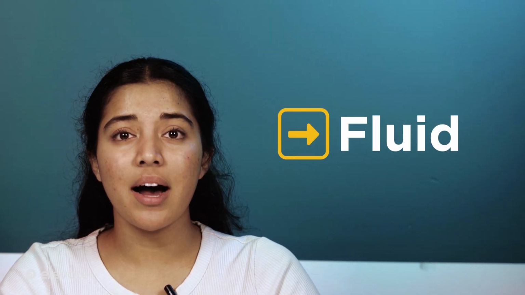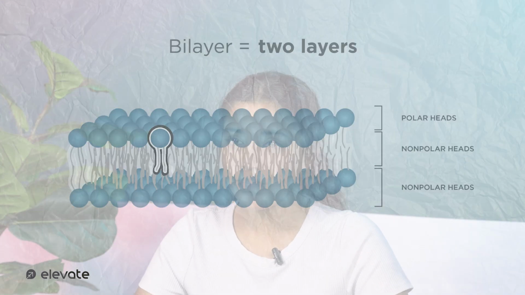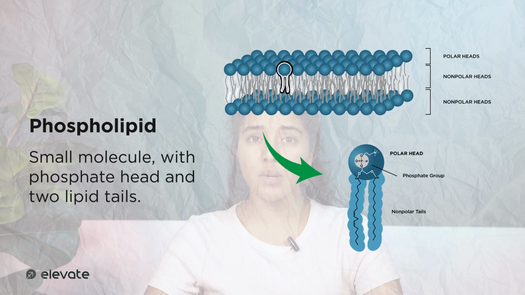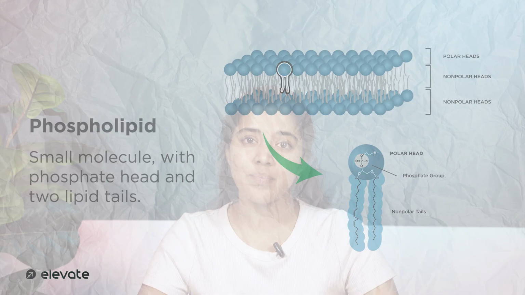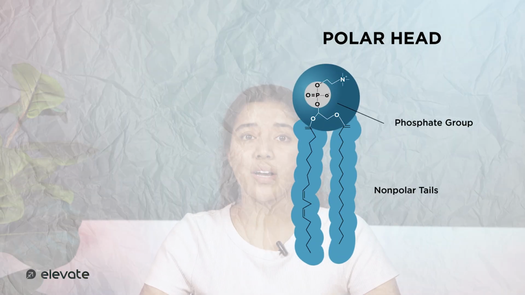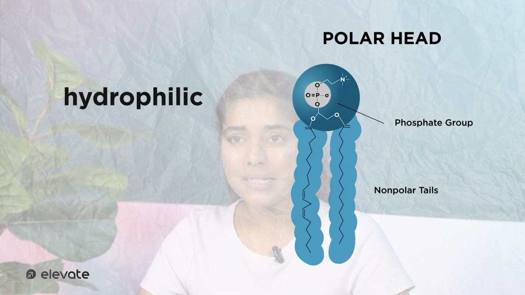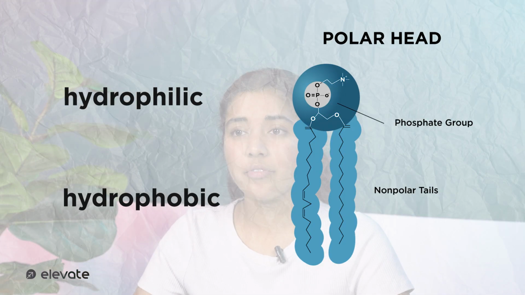Let's talk about the fluid part first. This doesn't mean it's a liquid, but it is flexible. The key structure which allows for this fluidity is the phospholipid bilayer. Let's break that down. Bilayer implies there are two layers of phospholipids. And phospholipids are essentially small molecules made up of a polar phosphate head and two fatty acid tails. The phosphate head is a polar molecule, just like water. This means it loves water, or is hydrophilic. The lipid tails are non-polar, like oil. This means they avoid water, or are hydrophobic.